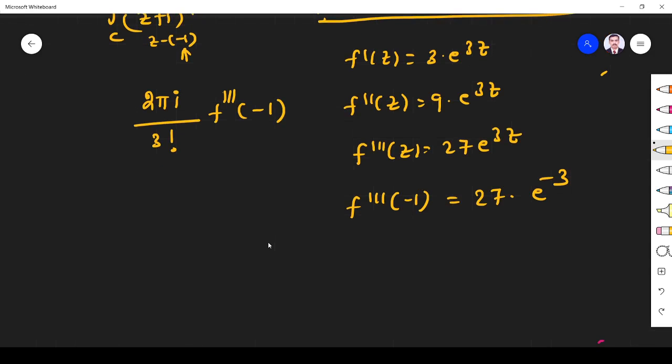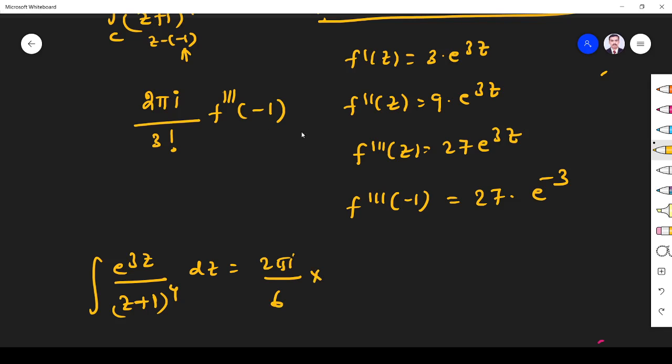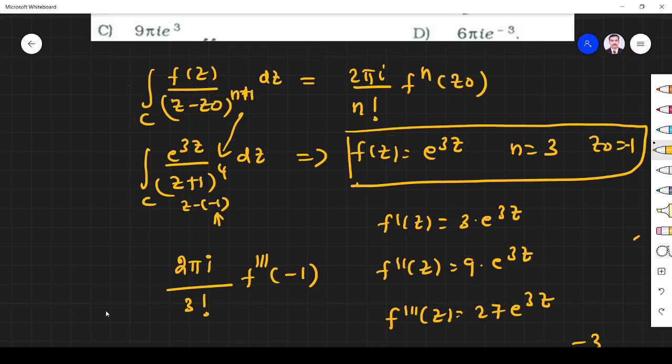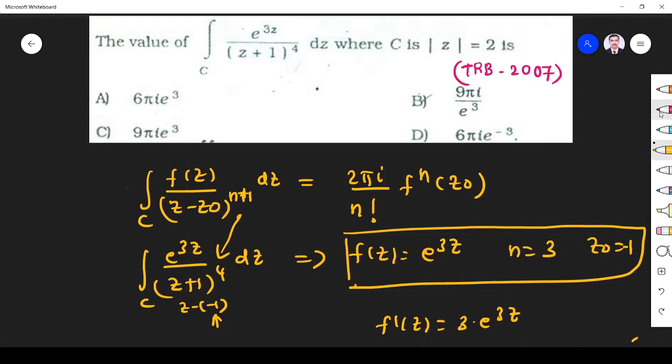So the answer is: the integral of e power 3z divided by (z plus 1) whole power 4 dz is equal to 2 pi I divided by 3 factorial, which is 6, into f triple dash of minus 1, that is 27 into e power minus 3. 27 into 2 is 54, 54 by 6 is 9, so 9 pi I times e power minus 3, which is 9 pi I divided by e power 3. So option B is the correct answer.